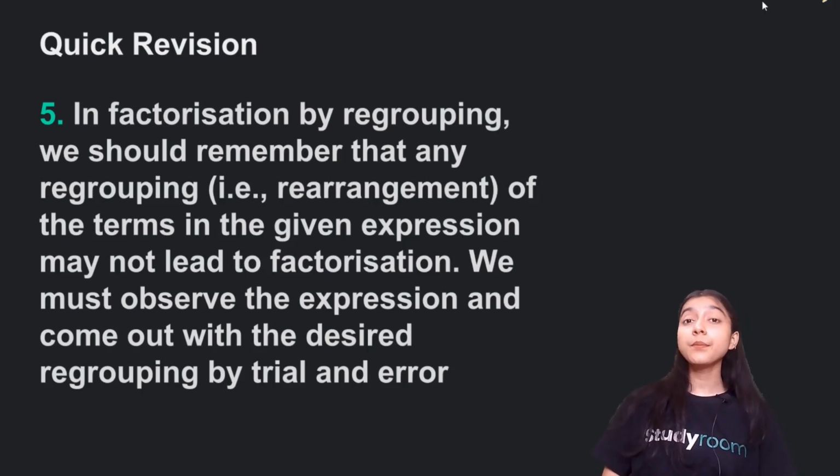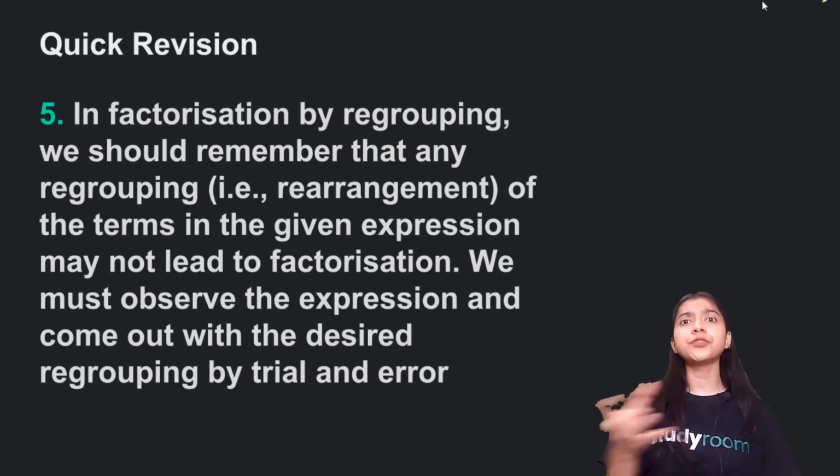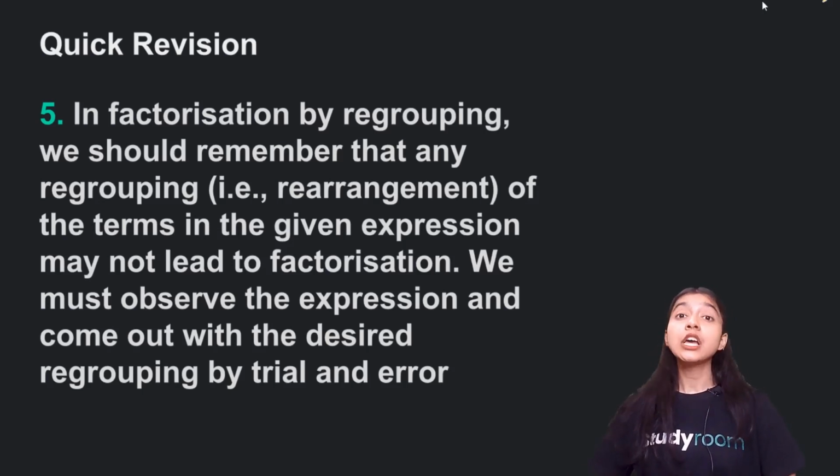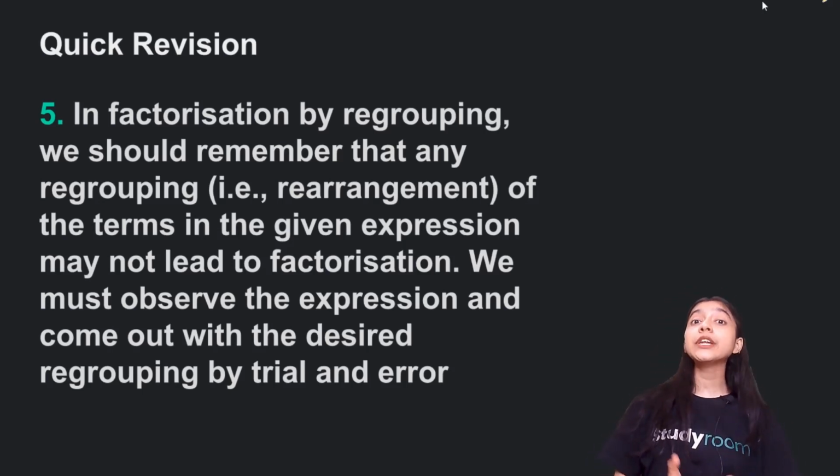So this is a very important thing. It is not that you take any of the first two and last two terms and then group and factorize them. It will not give you the appropriate answer and your factorization will stop in between. You have to look for the appropriate regrouping, and this can be done by the trial and error method.